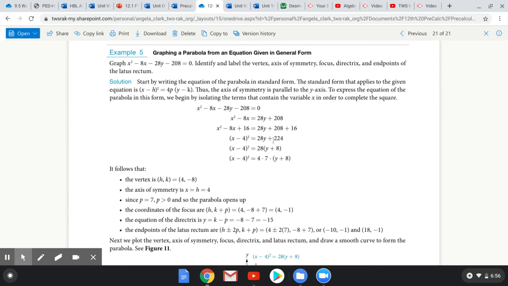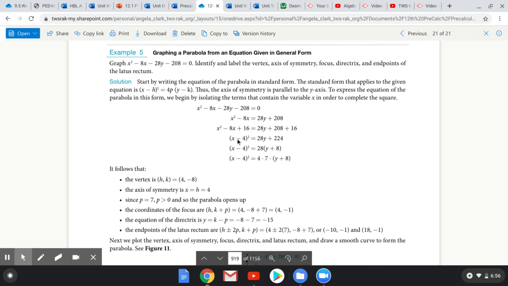And then on this side, we need to factor out whatever is in front of the y. Right? And that becomes your 4p. So whatever is in front of the y, you need to factor that out of everything on this side. So you end up with 28 times y plus 8. So that's your vertex form on this side. So completing the square on this side, and then on this side, you're just factoring out whatever is in front of the y after you've simplified.